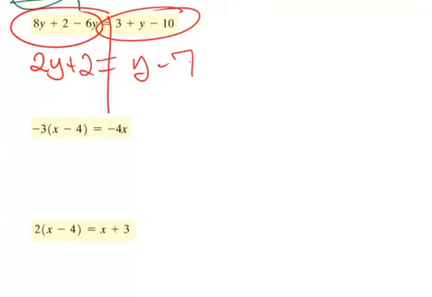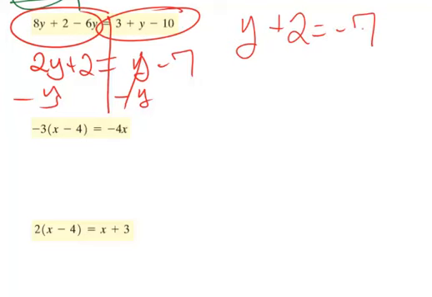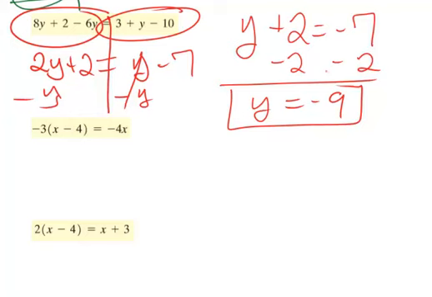All right. So now if I want to move my smaller y to my bigger y, I'm going to go ahead and minus y on both sides. Minus y on both sides. These y's will cancel. 2y minus y is going to leave me a y plus 2 equals negative 7. I'm going to go ahead and minus 2 on both sides. And y is equal to negative 9. All right.